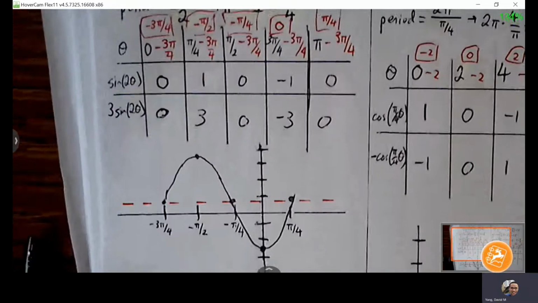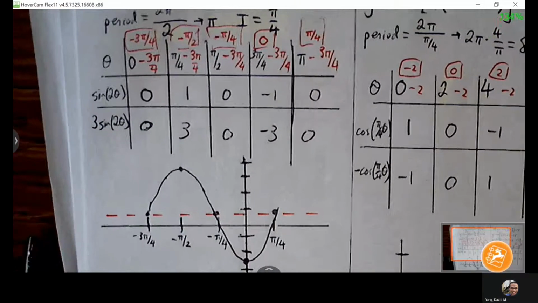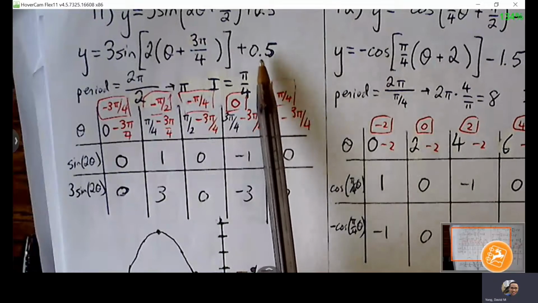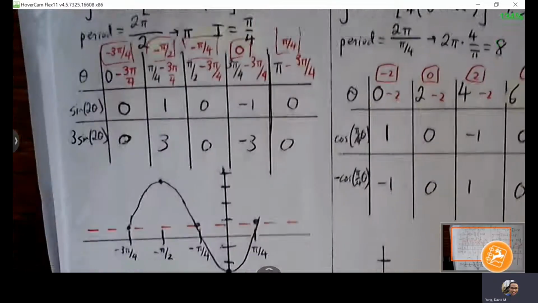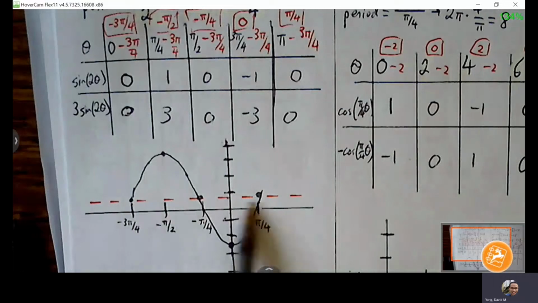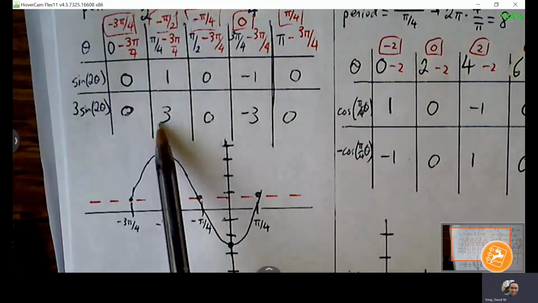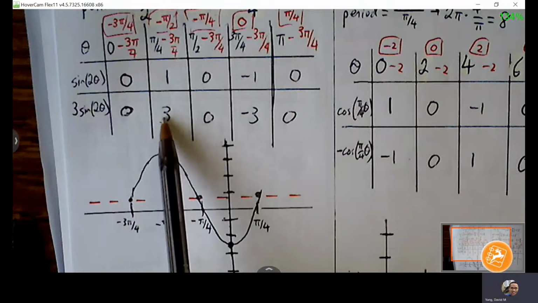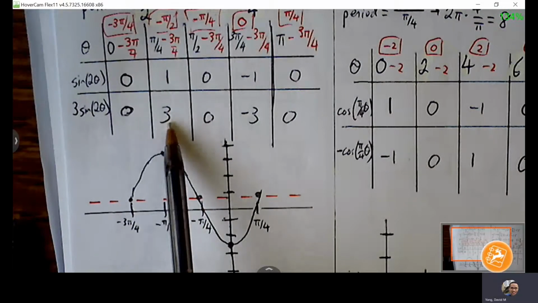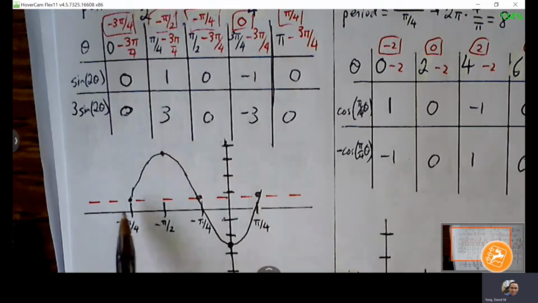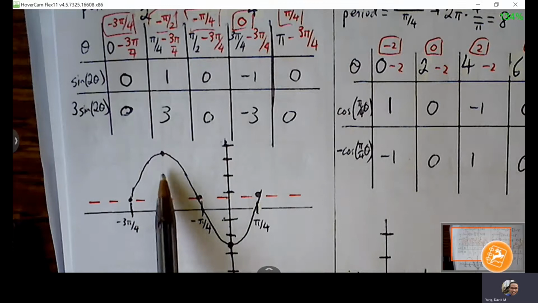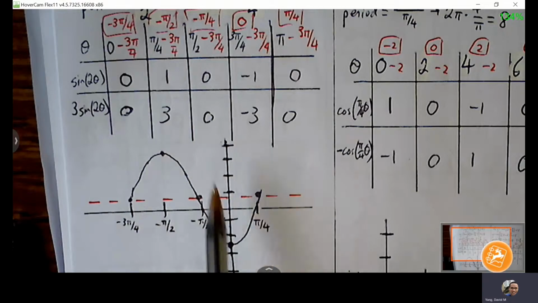Now I can sketch my graph. Oh, sorry. There's also a vertical shift of 0.5. So our dotted line goes on 0.5. And we're going to treat these not as y values, but rather as vertical shift by these number of units. So here, if I see a 0, I'll be graphing on the dotted line. If I see a positive 3, I'm going to count up 3 units from the dotted line. If I see negative 3, I'm going to count down 3 units from my dotted line.